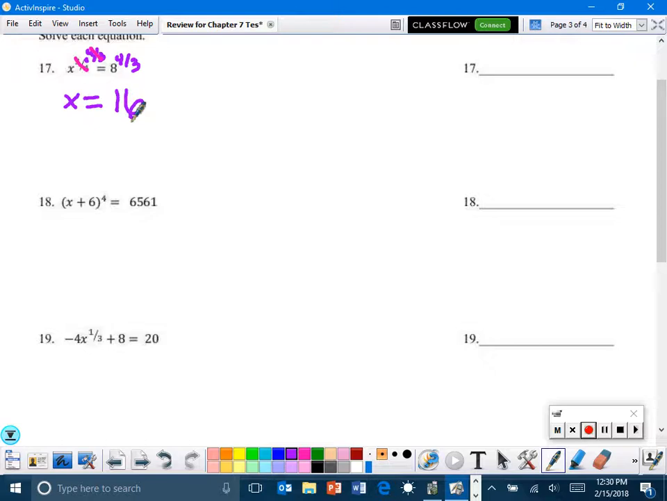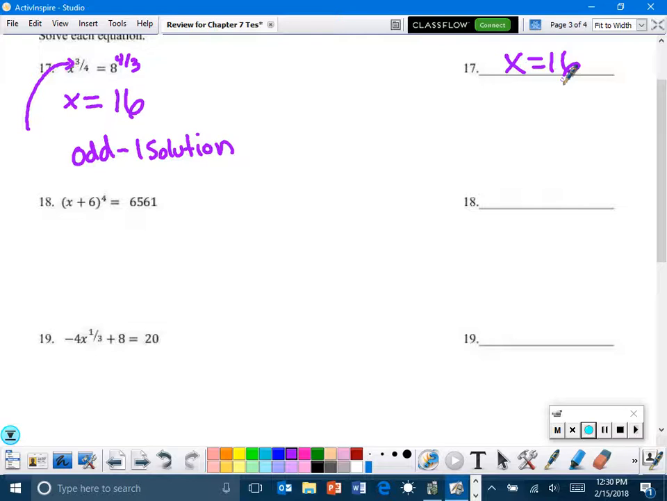Now, something I forgot to mention. Does it have one solution or two solutions? And if you remember, the rule is if the top number is even, it will have two solutions. But it's odd. The exponent, the numerator is odd. There is one solution. So there is no plus or minus for this one. So our answer is 16. All right, let's continue.